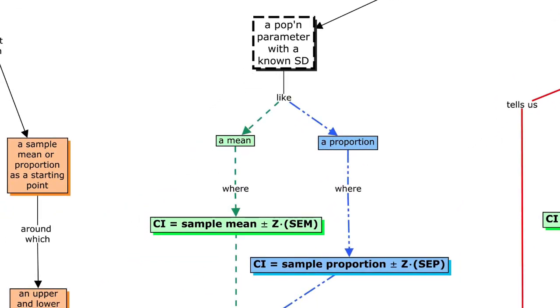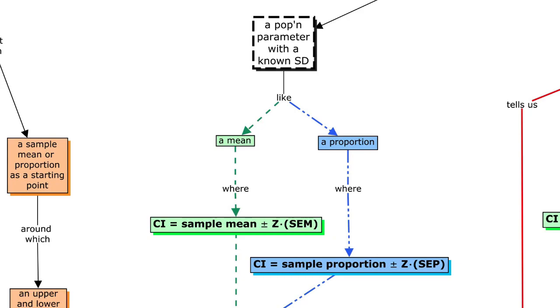Here's where I've split my concept map into two parts. One to follow the process for constructing a confidence interval for the mean, and the other for constructing the confidence interval for a proportion. In the case of a mean, we're interested in using a particular formula, and so the confidence interval is defined by the sample mean plus or minus the z value times the standard error of the mean, or SEM.